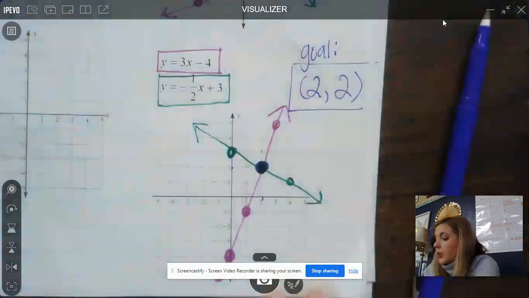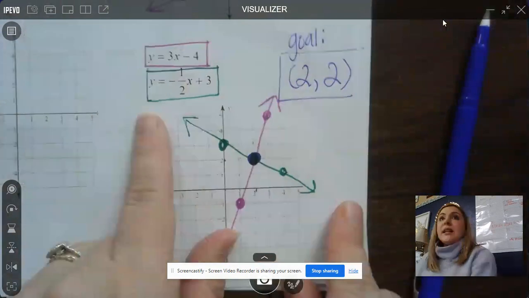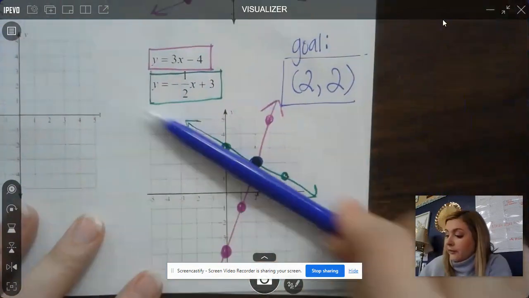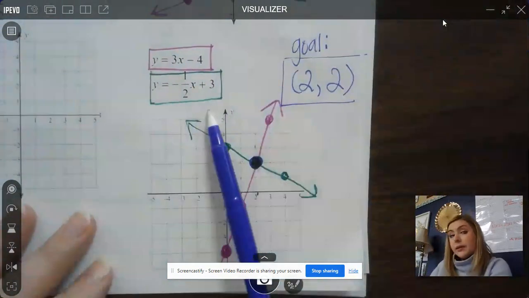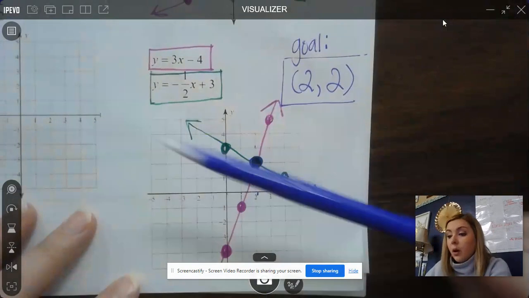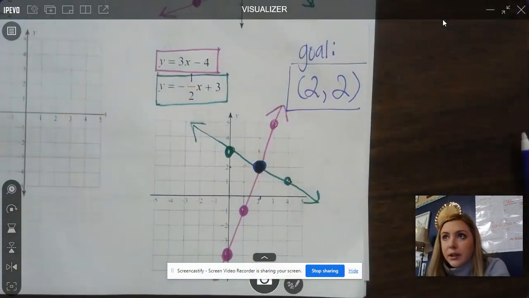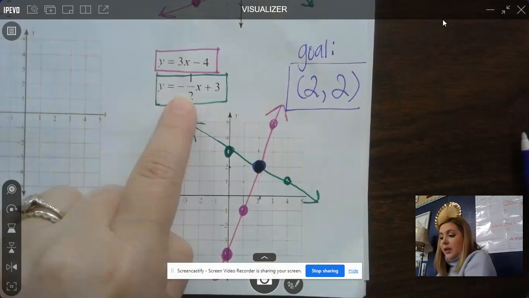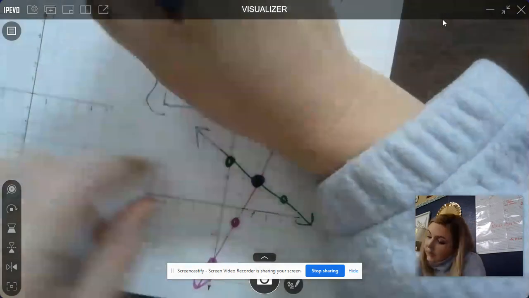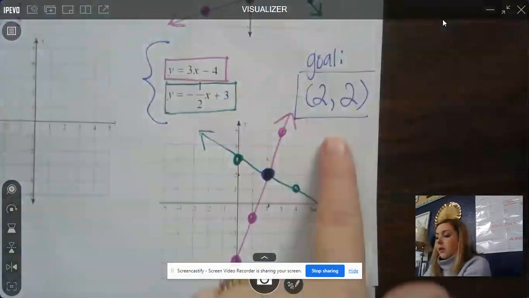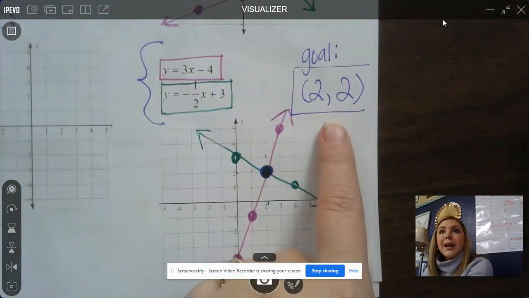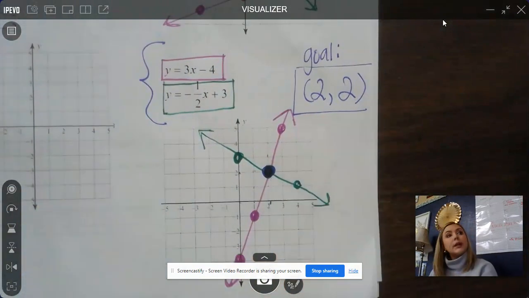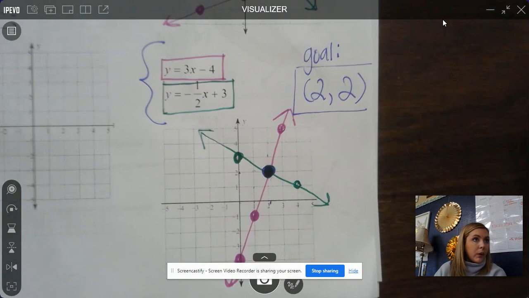Okay? So remember this. These lines go on to infinity. And I don't just draw those arrows at the end for fun. They go on into infinity in every direction. They're never going to run into each other again. So for this system right here, (2, 2), that location is the only coordinate that would work for both of those equations. It is the only place where they run into each other. Okay? How we feel about it?